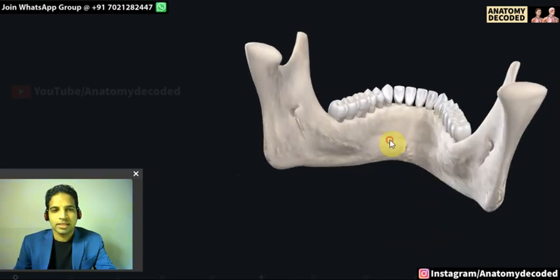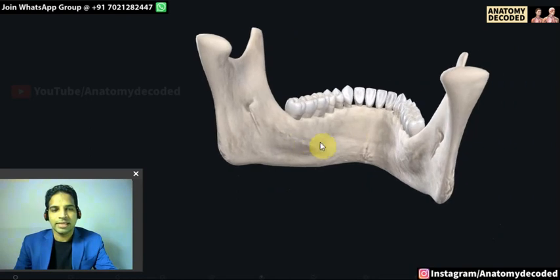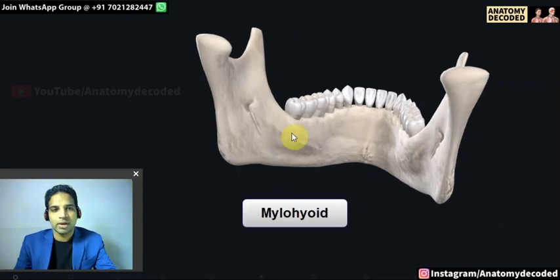Then which are the other muscles attached onto the mandible? This mylohyoid line gives attachment to the muscle that is mylohyoid. It is also referred to as the oral diaphragm.